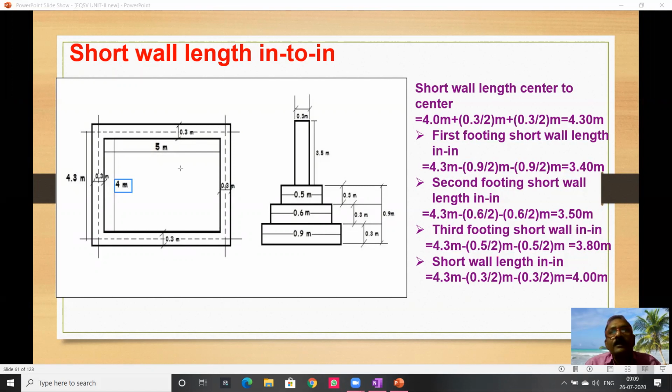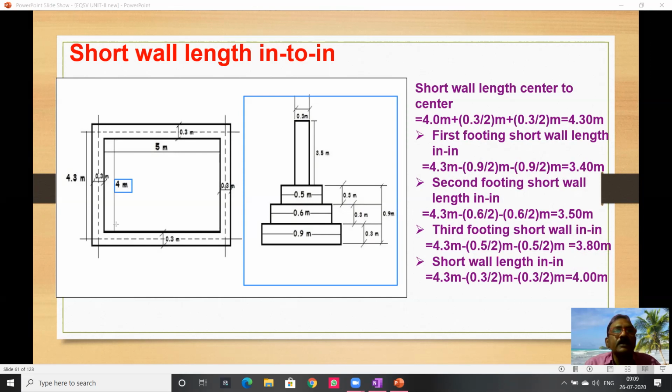First, you have to observe the plan and the section. You have to imagine both and compare. See here, the wall width is 0.3 meters, that is 300 mm. Height of the wall is 3.5, and length is 5 meters, width is clear 4 meters. This is a uniform, symmetric wall all around, and your foundation also is symmetric all around.